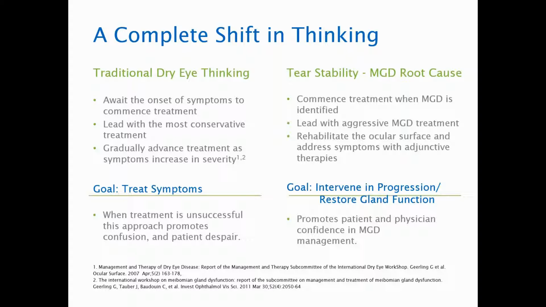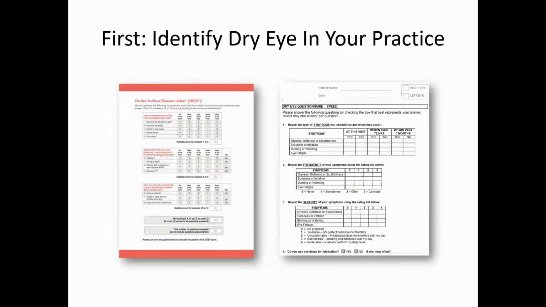I think that's very important, but also recognize that dry eye is a progressive disease and you can intercede and stop that progression, and I believe in many cases reverse the progression as well. So the first step, and I think the most important, is identifying the patient, and we use a survey similar to this, an OSDI or the SPEED survey.